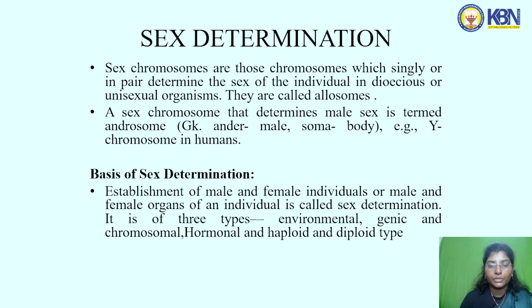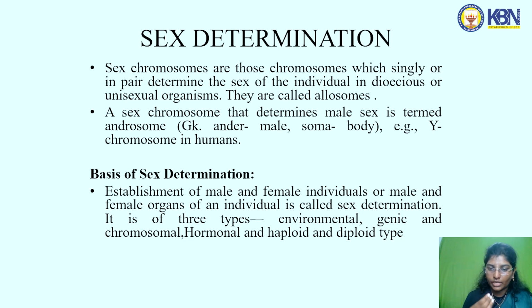Basis of sex determination. Establishment of male and female individuals, or male or female organs of an individual, is called sex determination. We can establish whether the embryo is a male or female individual, and this is called sex determination. Here we can observe 5 types: environmental, genic, chromosomal, hormonal, and haploid and diploid type.